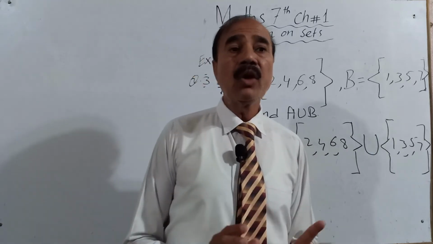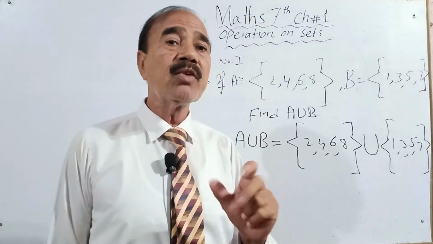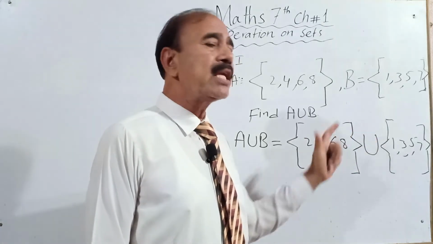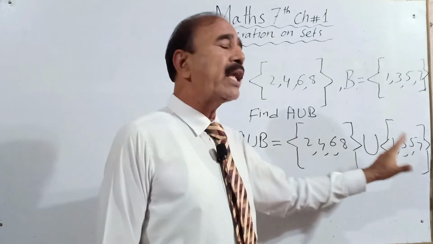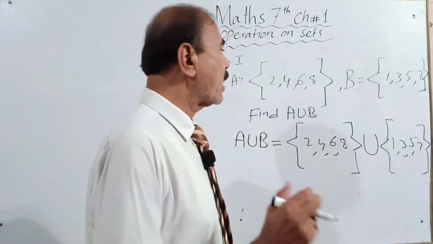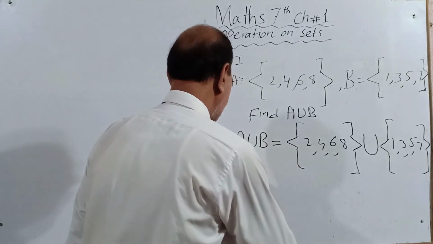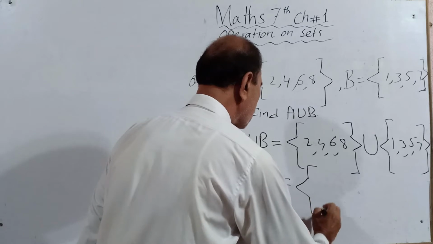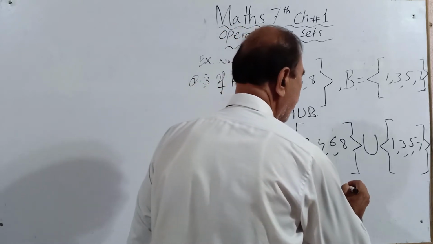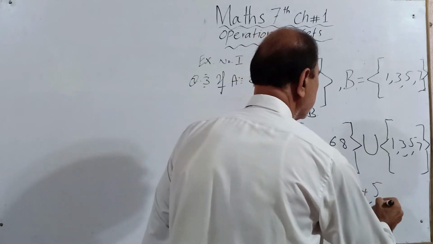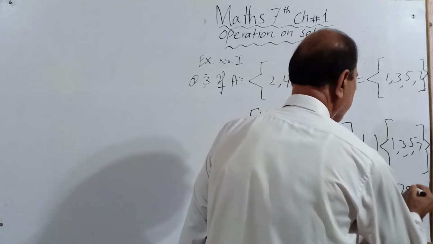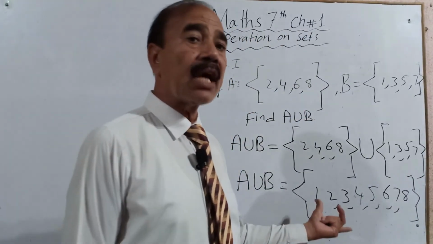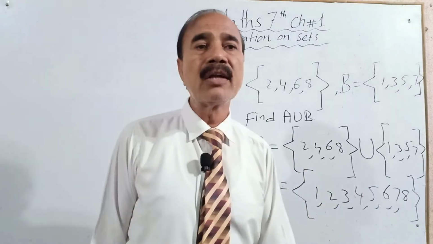Now what is the union? Union is the collection of all the elements which are given. We have two non-empty sets: set A is a non-empty set, and set B is also a non-empty set. Now we combine all these elements. When we combine them, we can write A union B is equal to {1, 2, 3, 4, 5, 6, 7, 8}. So this is the union of two sets. In this way, we have to write all these elements in one bracket, which is called the union of two sets.